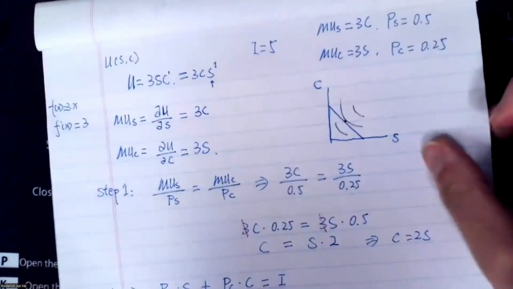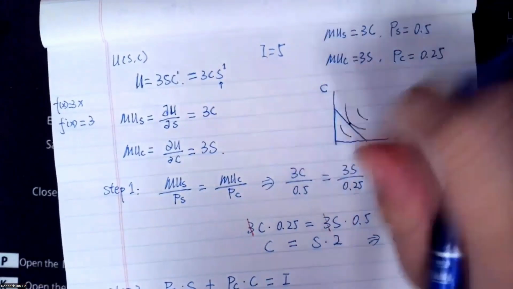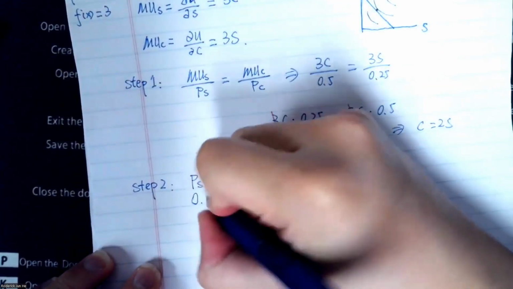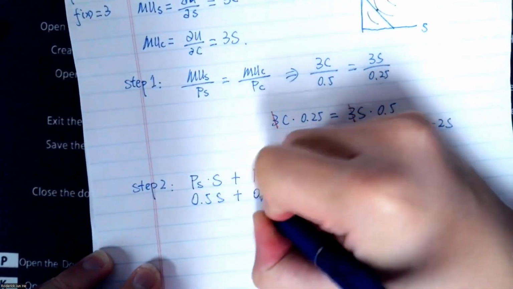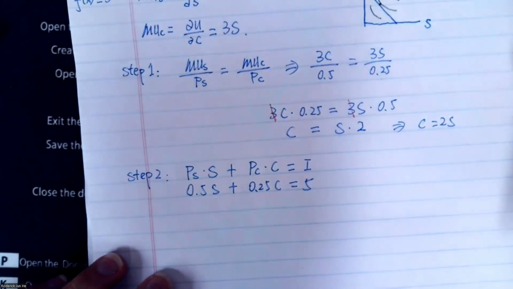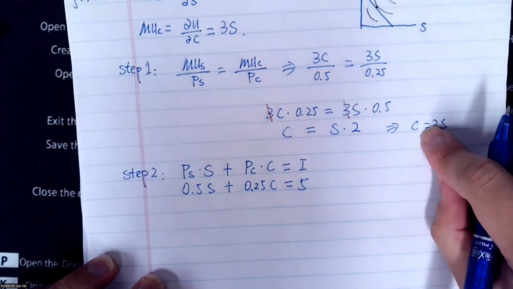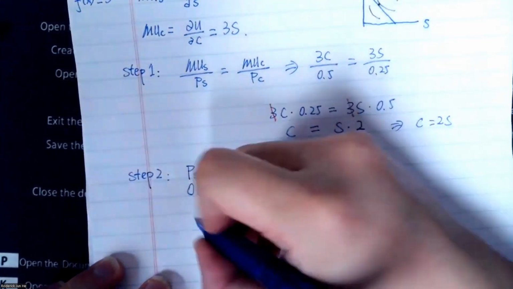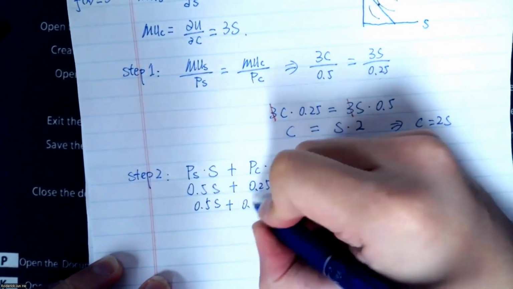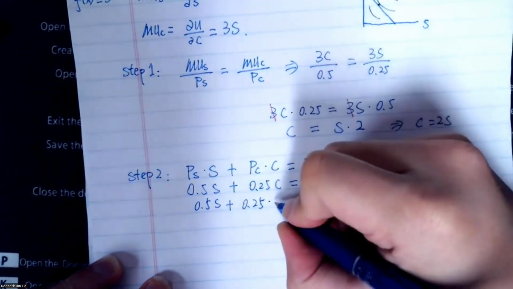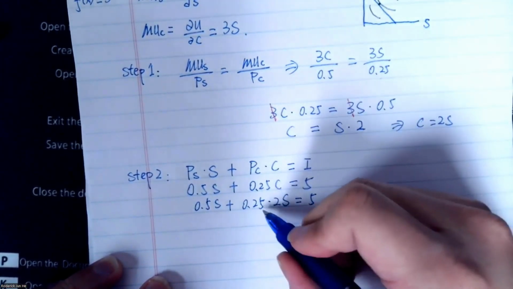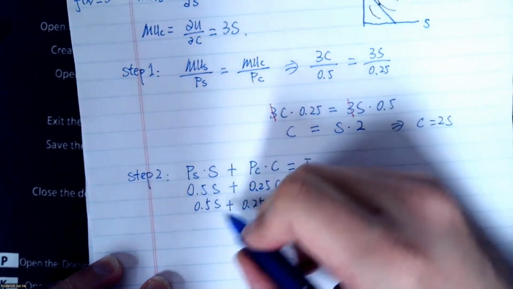Okay, so here we had those numbers, and we are just plugging numbers. So it's 0.5 by S plus 0.25 by C equals to 5. And here we know already C equals to 2S, so we just replace that. So it's 0.5 S plus 0.25 by 2S equal to 5. And 0.25 by 2 is 0.5.